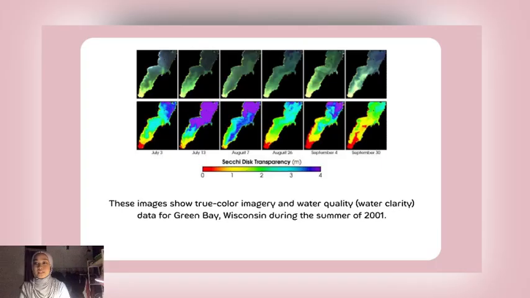My name is Hani Mazliana binti Muhammad Sharizal, and I will continue for the next slide. This image shows true color imagery and water clarity data for Green Bay, Wisconsin during the summer of 2001.